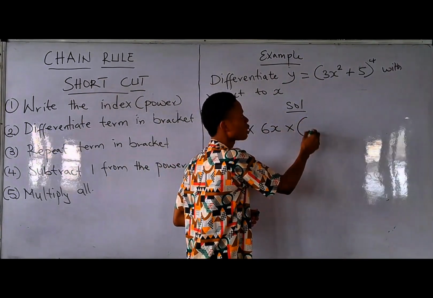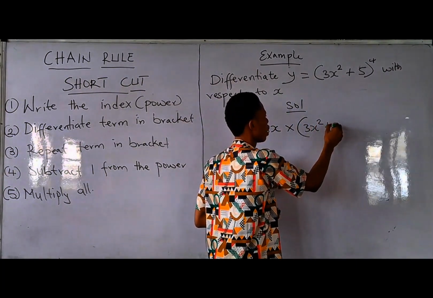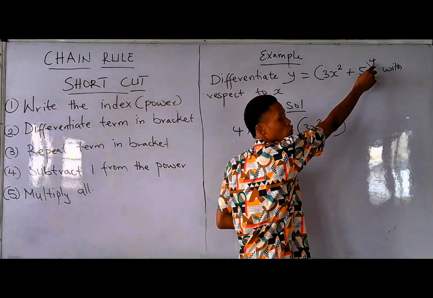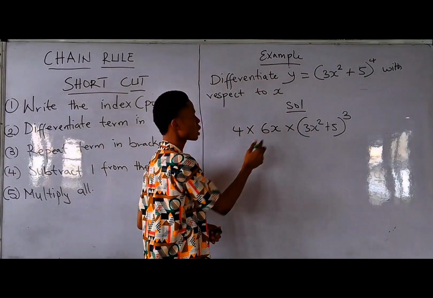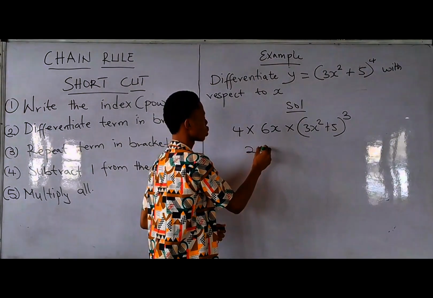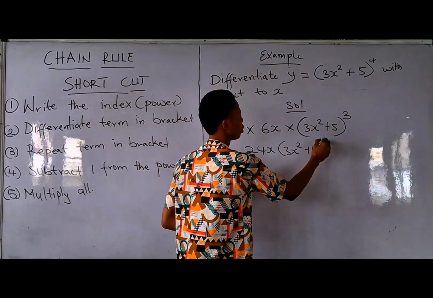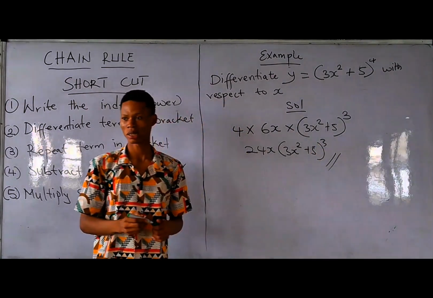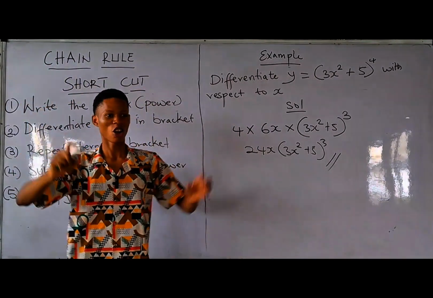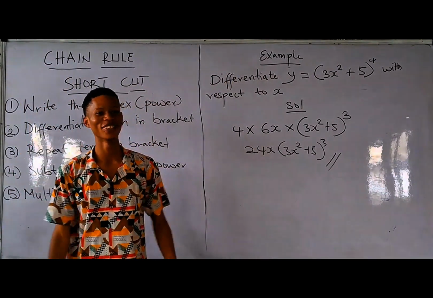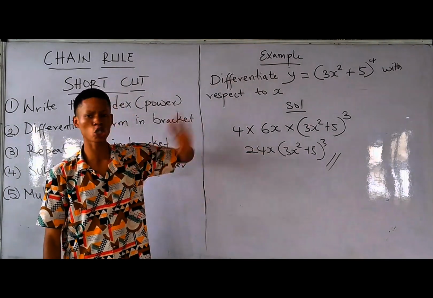times, you retain everything in the bracket, right? 3x squared plus 5 raised to power, you subtract 1 from the power you have here, 3. So we're having 4 times 6x is what? 24x times the bracket 3x squared plus 5 raised to power 3. This is your answer. So you are not doing let u represent this. No. Before you finish, time doesn't go. So this is a very short method of doing this.